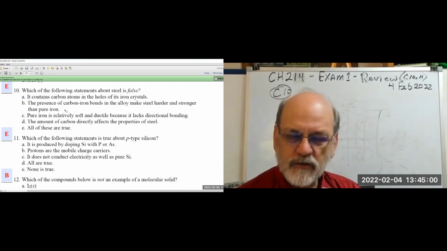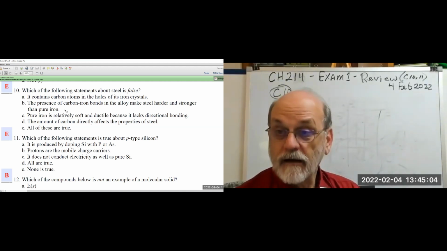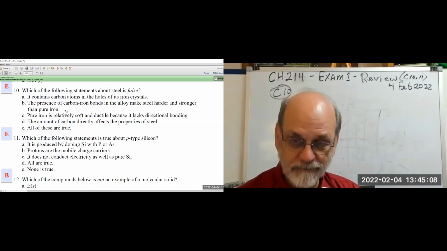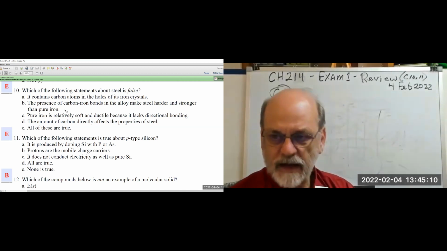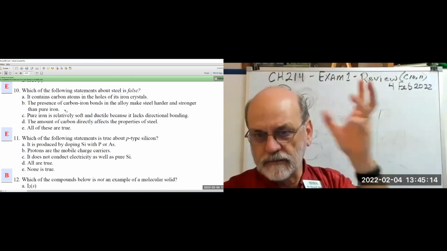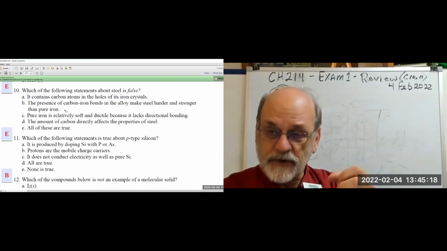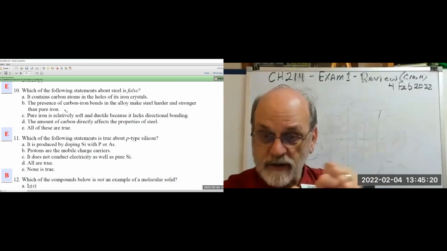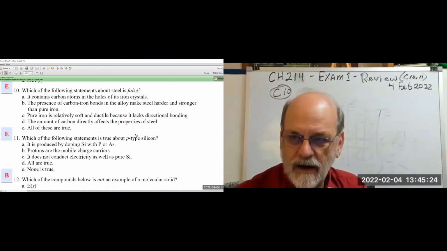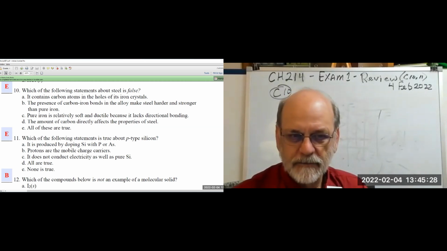C, pure iron is relatively soft and ductile because it lacks directional bonding. That is also true. Remember when we described metals? It's like cations in a sea of electrons. So they're free to move. They're bonded together, but they're still free. We can push them around. That's non-directional bonding. That's true.